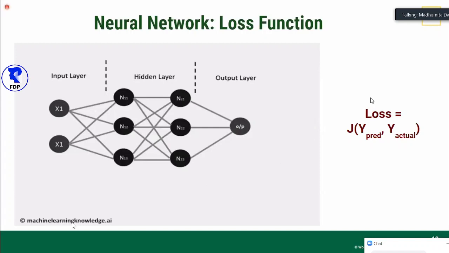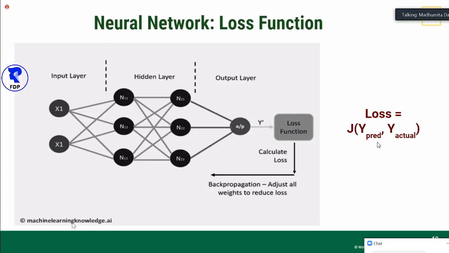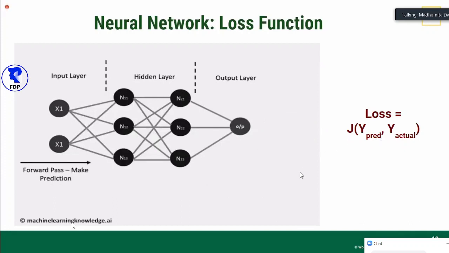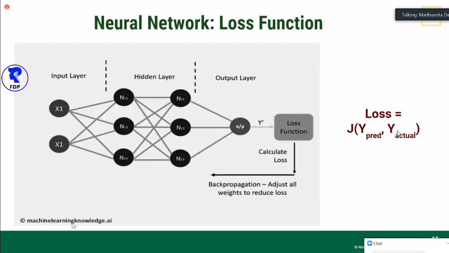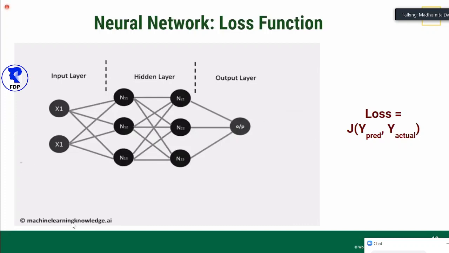Now, the loss function could be different. It could be as simple as an error, which is your y actual minus y predicted, or it could be an absolute error, where you take the absolute value of the difference between the y actual and y predicted. If it's a classification problem, then it is the likelihood that y predicted is equal to y actual. So there are different kinds of loss functions, and you decide the loss function based on what exactly you are trying to calculate, based on the output that you want to see.